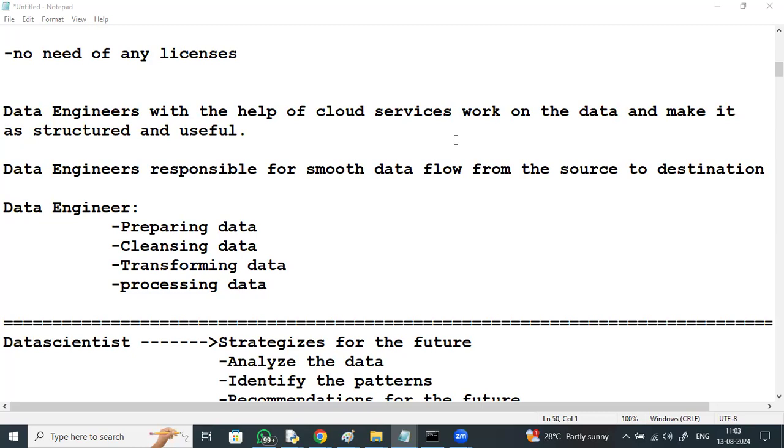Any certification recommendation for ADF once we finish ADF? Yeah, I'll intimate that. I'll take a separate session on that. Okay, thank you. So ADF looks like Informatica. Yes, it looks almost the same.